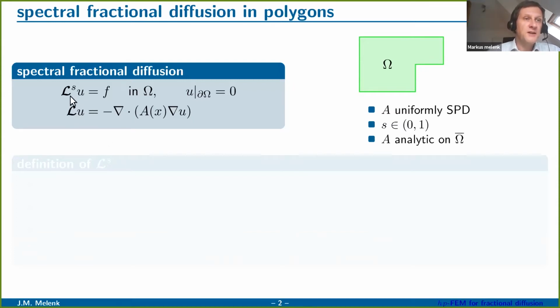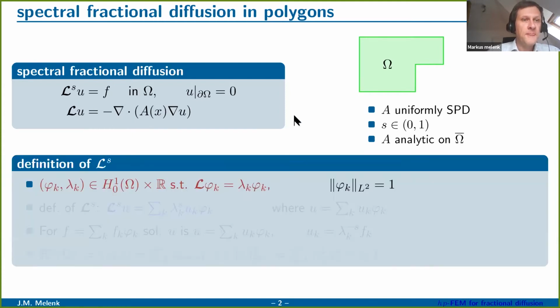I give you more details about the spectral fractional operator on this slide. We are looking at L^s u = f with Dirichlet conditions, where the differential operator L is minus divergence of A grad u, and A is a uniformly symmetric positive definite matrix. The whole thing takes place in Ω, which is a polygon, and we assume that A is smooth. In fact, I will replace A by the identity matrix in a minute. Okay, so how is this operator defined? As I said, we use a spectral decomposition.